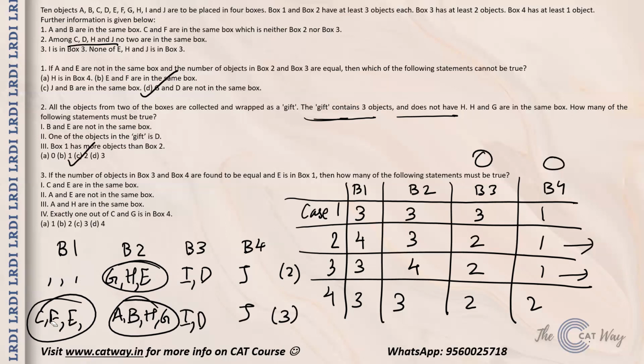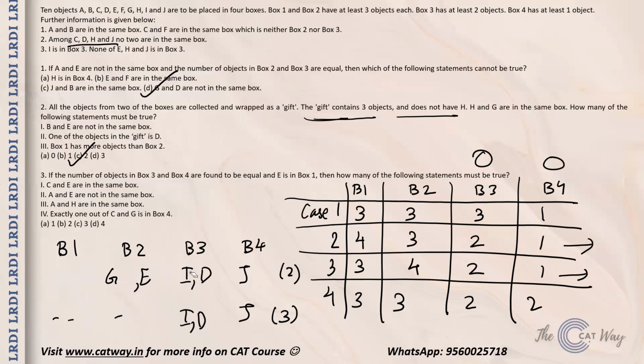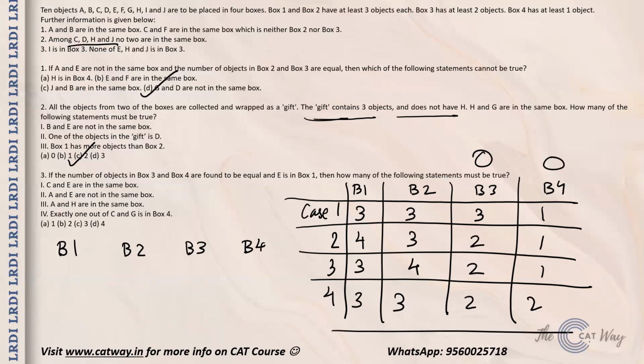Now let's remove this. What do we have? Again, let's talk about the case. Let's read the question first. What we have is that the number of objects in box 3 and box 4 is equal. So box 3 and box 4 have an equal number of objects only in this case, that is case number 4. Okay, and E is in box 1. So E goes in box 1.